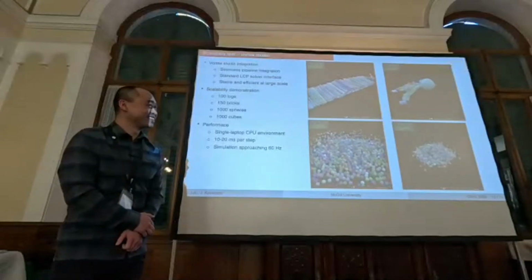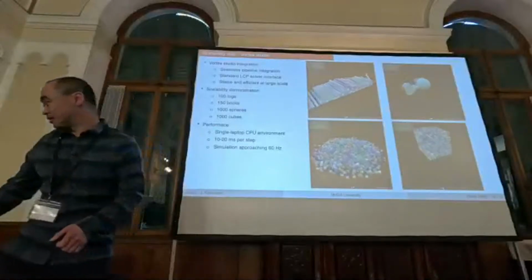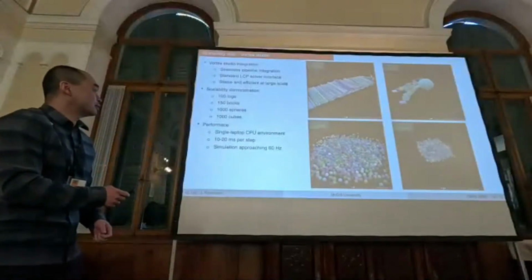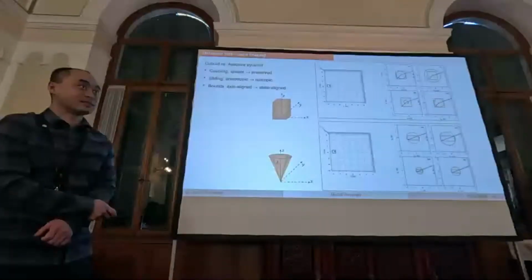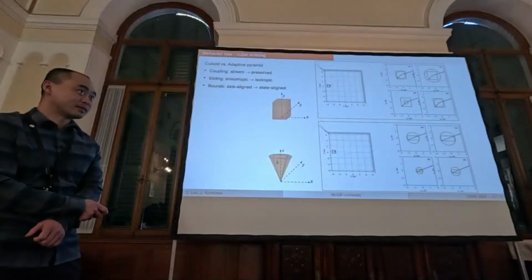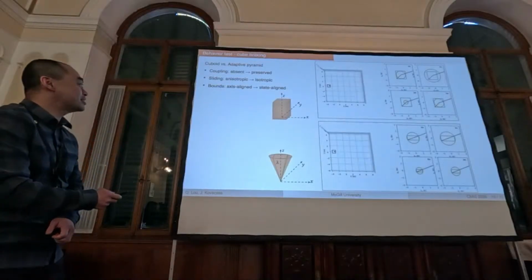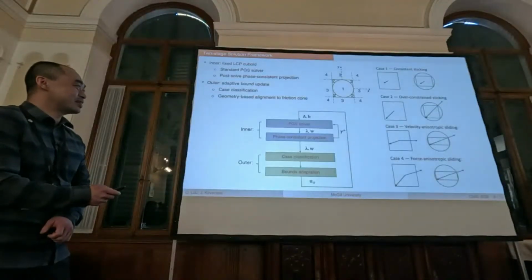Yes, please. You compared your adaptive permit, I think was the name, with respect to this simple LCP. Yes, yes. So I think you skipped this or I didn't get it. How do you adapt the box?